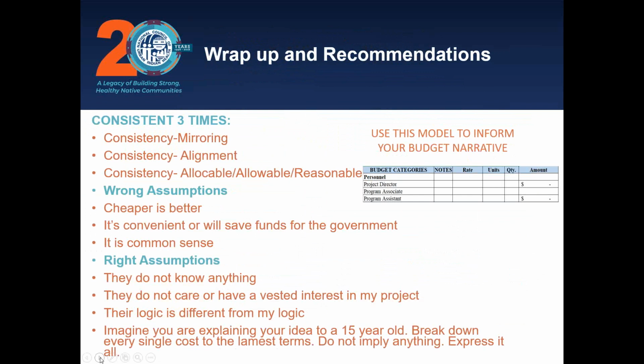Right assumptions: they do not know anything about your project. They do not care or have a vested interest in your project. They want to comply with what they have to do, and if your project does, then they will be interested. Their logic is different from your logic. Imagine that you're explaining your idea to a 15-year-old. Break down every single cost to limits, and express everything that you can.